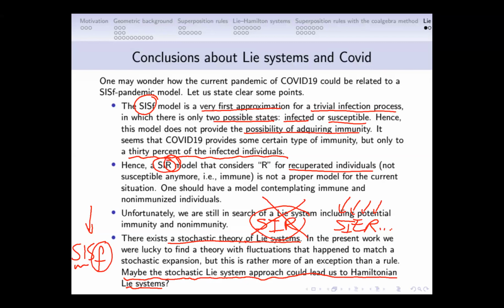So my open question is that maybe stochastic Lie systems could take me to finding more Hamiltonian Lie systems that include immunity, non-immunity, you know, because the usual ones, as I told you, don't work. So one should try to look for this in the next models, but unfortunately, I don't think this exists yet. Or if it exists, I don't know if it's Hamiltonian, because this was just a very lucky trick.